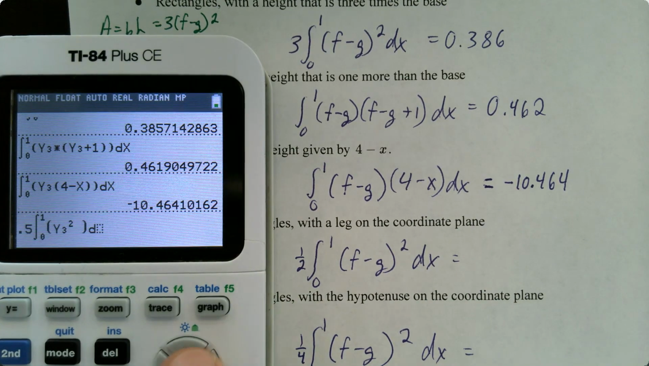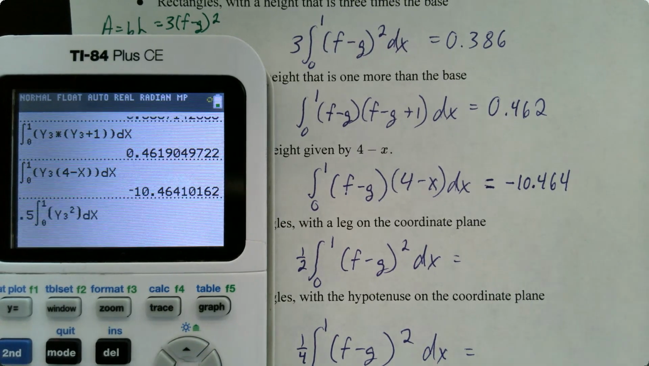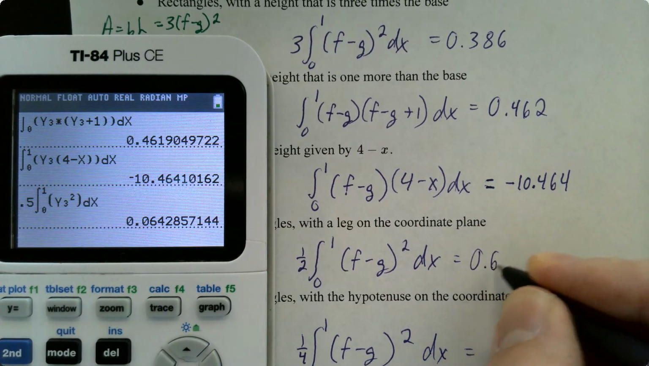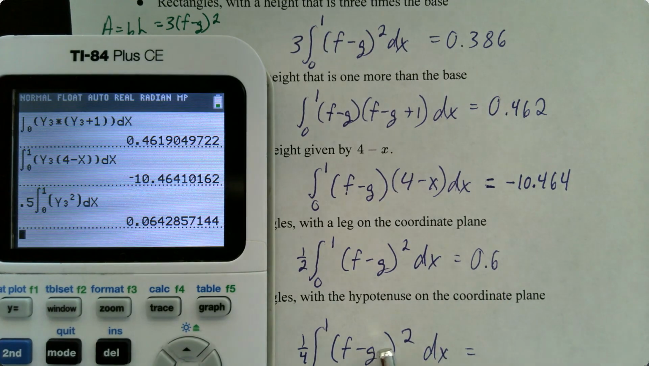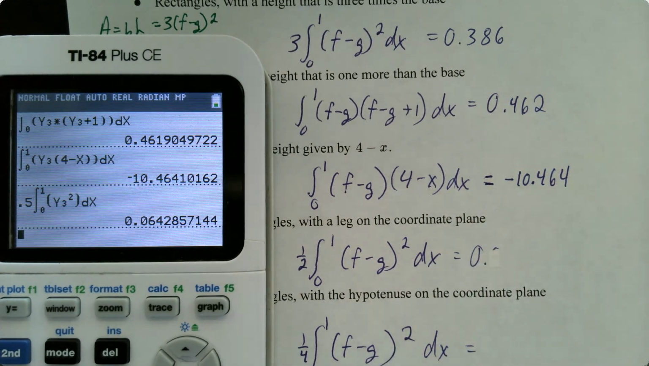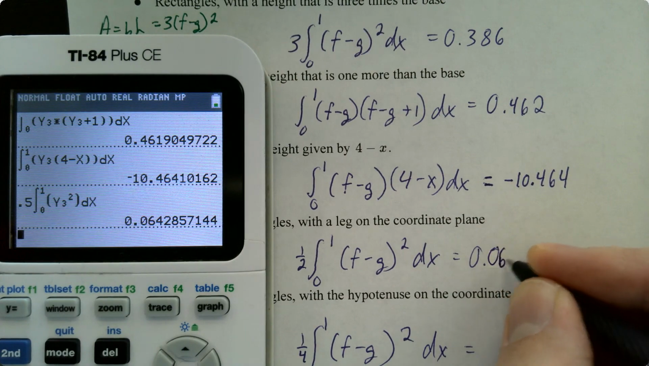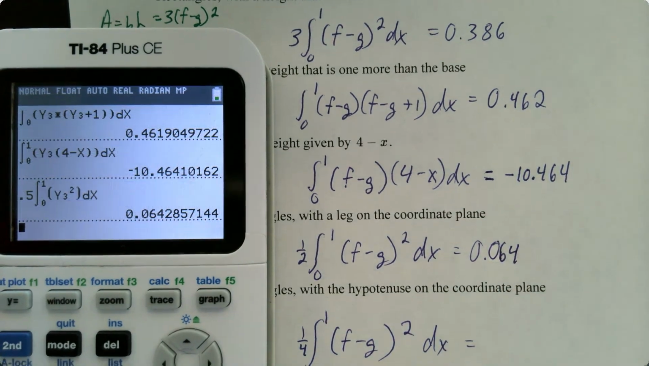But we're still going to call it what it is. We have calculated the integral. That's what they wanted us to do. So there we go. 0.6. Whoops, 0.0. Whoa, get it right now. 0.64. And then the last one.